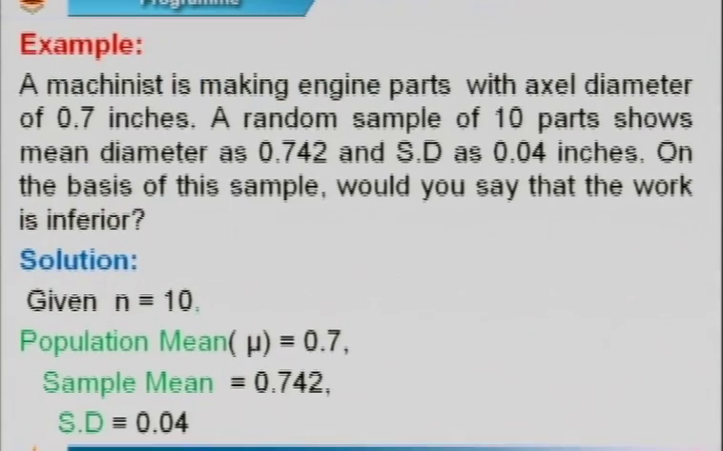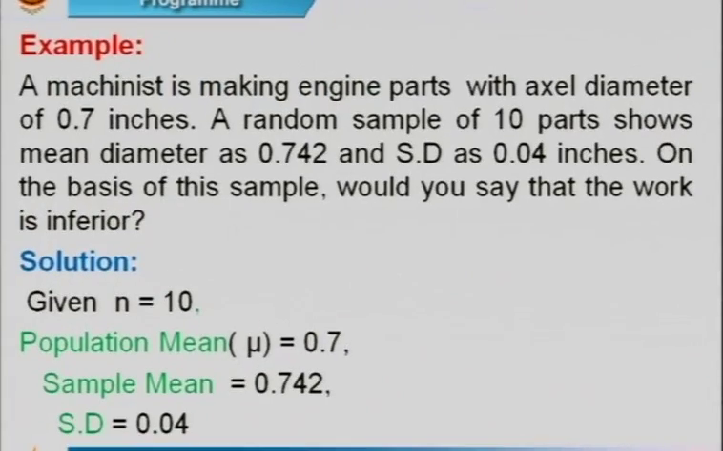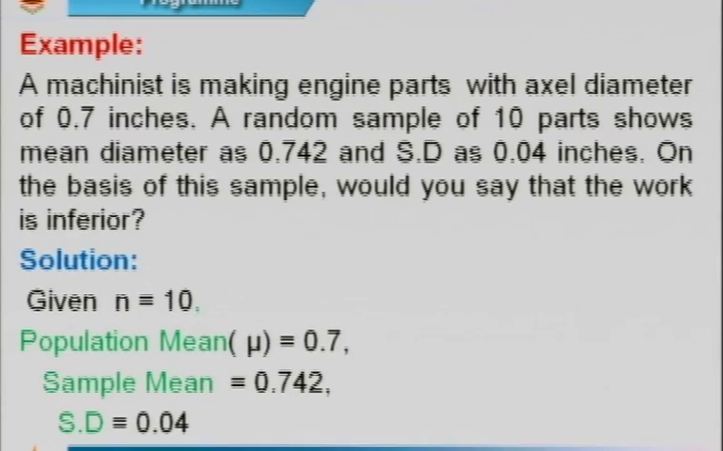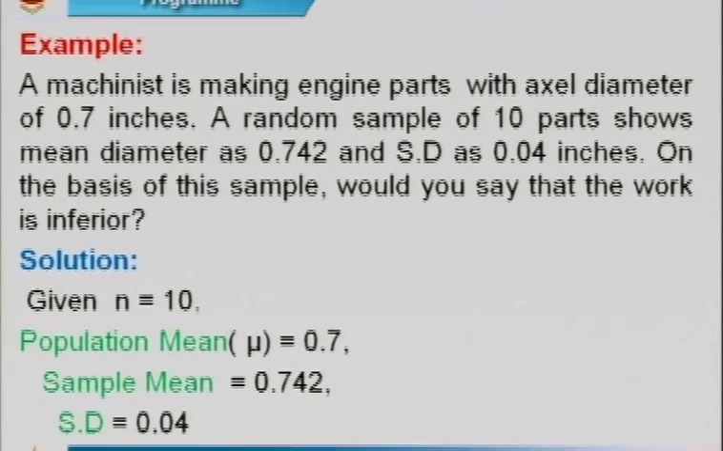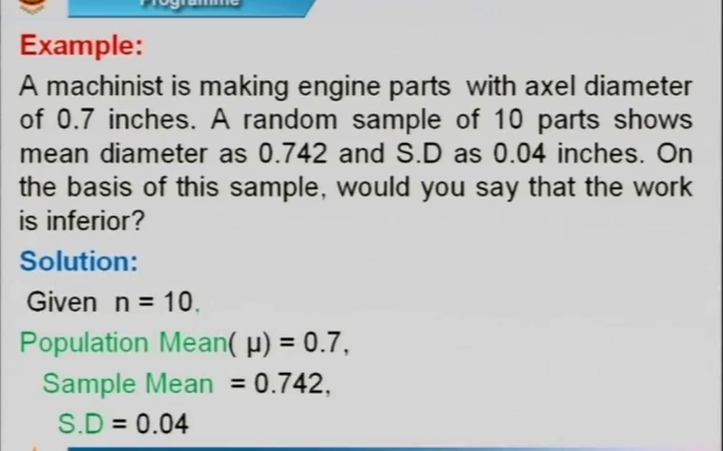I will go for another different situation now. A machinist is making engine parts with an axle diameter of 0.7 inches. A random sample of 10 parts shows a mean diameter of 0.742 and a standard deviation of 0.04 inches.